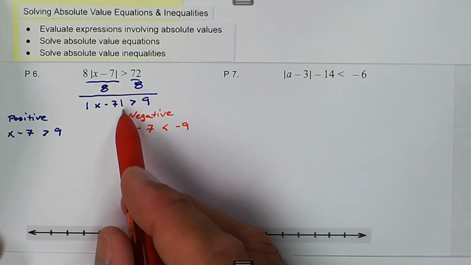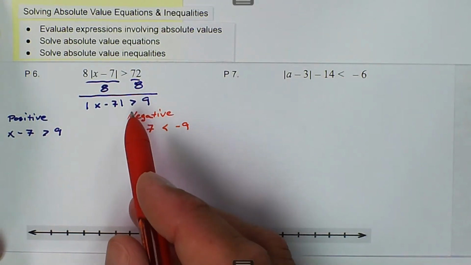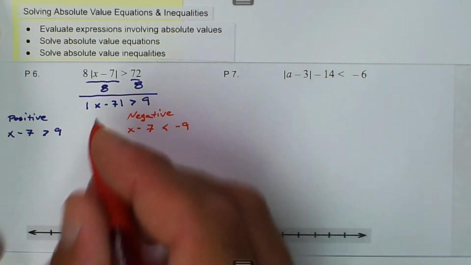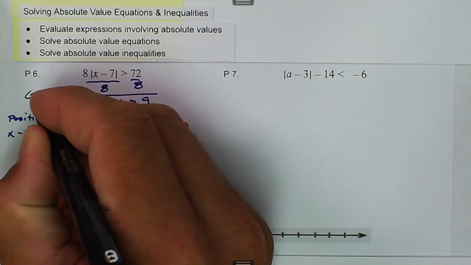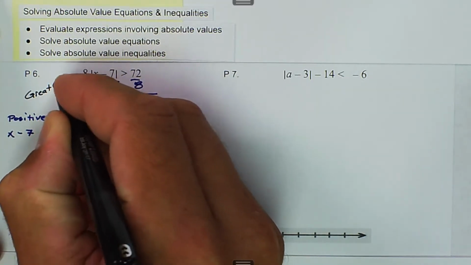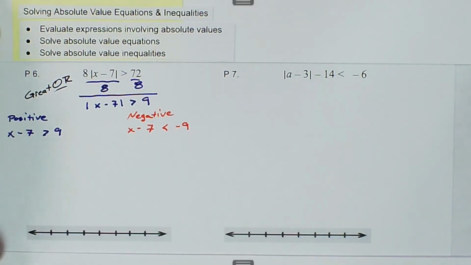And if we say "greater," or, so when we're thinking about this one, we want to say "greater or." And we need to keep that in mind when we go to graph and write down our final set builder or interval notation.